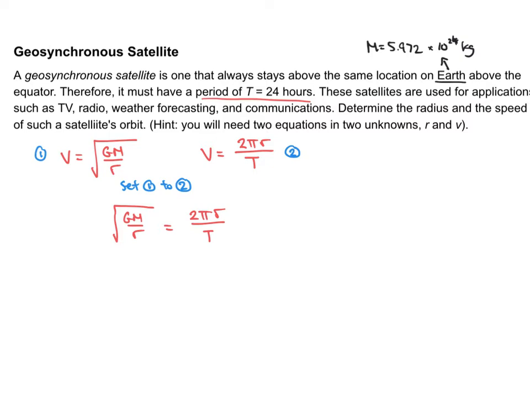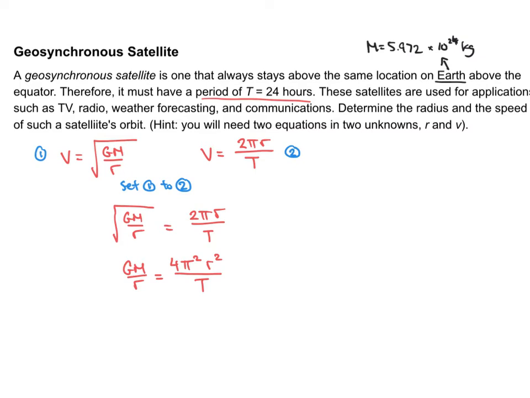How do you go about isolating this for radius? I mean, you just use your regular algebra skills. What you do to one side, you do to the other side. I'm going to start by squaring both sides because I don't really like that square root on the left side. So 2 squared is 4, pi squared is pi squared, and then square the radius and square the period.